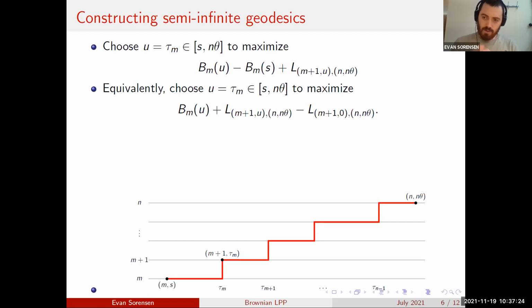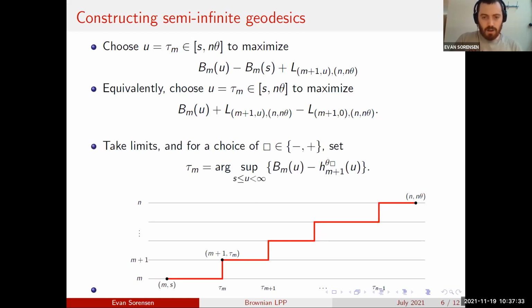Thinking about this, I can think about Busemann functions now, because I have a difference of last passage times. So at least heuristically, I think of sending n to infinity and choosing tau_m, my first jump time of my geodesic, to be the maximizer of this function here, B_m minus h_{m+1}. h_{m+1} is the Busemann function. And I have a maximum from s to infinity.